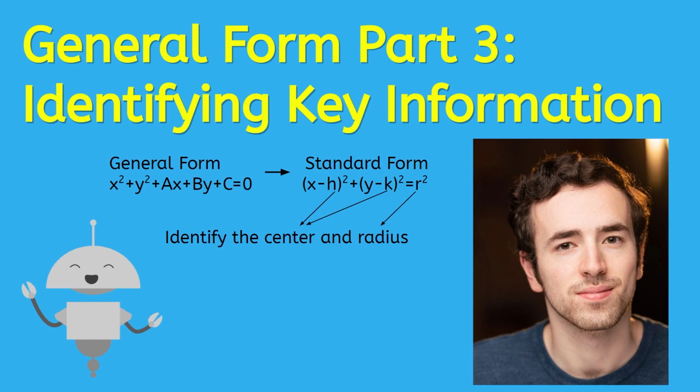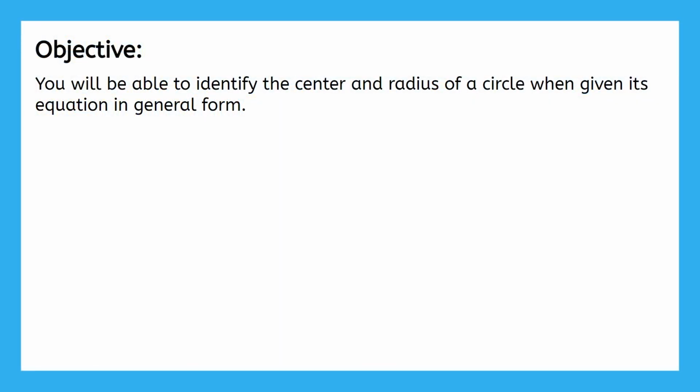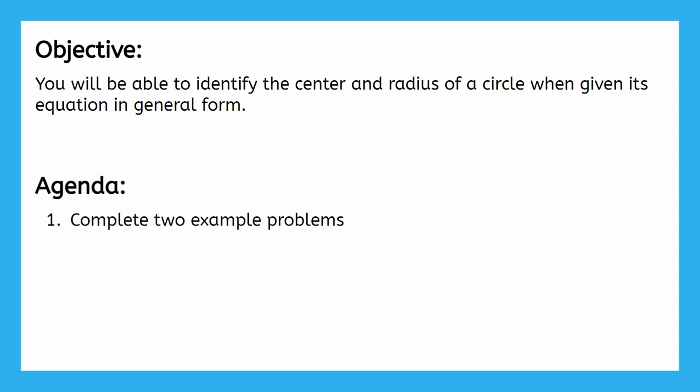So if you're not confident in your skills in these areas, you'll want to go back to review before continuing with this lesson. By the end of this lesson, you will be able to identify the center and radius of a circle when given its equation in general form. You've already learned all the skills you need to be able to do this throughout the unit, so in this lesson, we're going to take those skills and use them to complete 2 example problems.